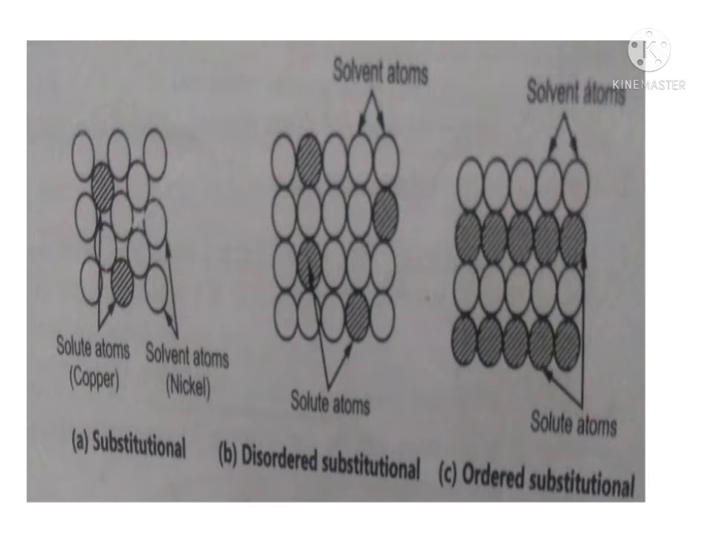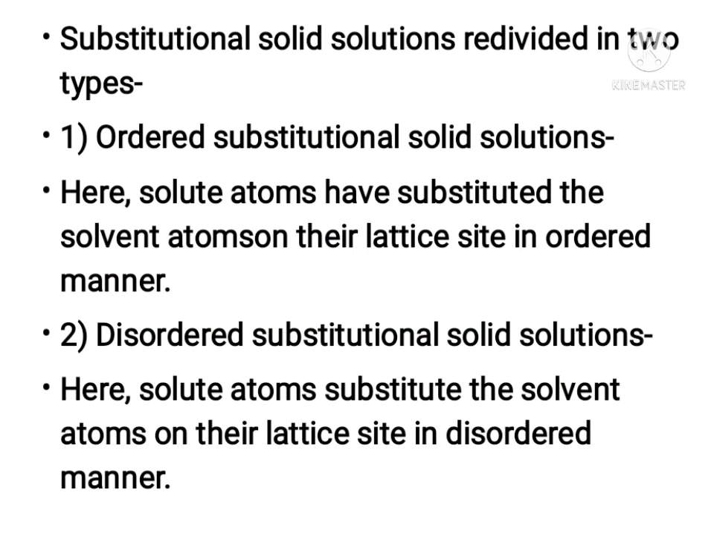As shown in the figure, diagram B and diagram C show two types of substitutional solid solution. The first is ordered substitutional solid solution, where solute atoms have substituted solvent atoms on their lattice sites in an ordered manner, and the second type is disordered substitutional solid solution. Here solute atoms substitute the solvent atoms on their lattice sites in a disordered manner.